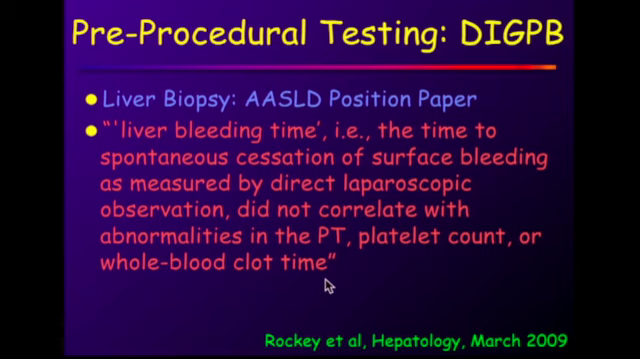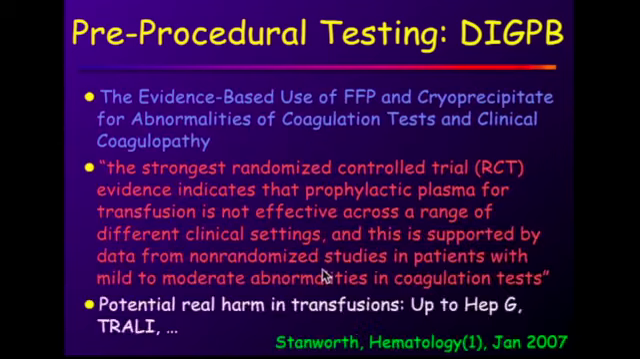This was a great paper where they went into the operating room, the liver got cut, and then they timed until it stopped bleeding. And they found that the time to stop bleeding didn't correlate with abnormalities in the PT, platelet count, or whole blood clotting time. Evidence-based, the strongest randomized controlled trial indicates that prophylactic plasma for transfusion is not effective across a range of different clinical settings, and this is supported by data from non-randomized studies.